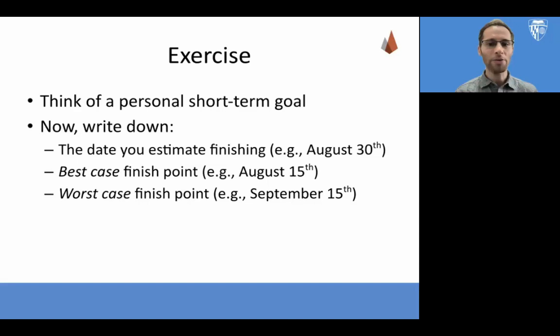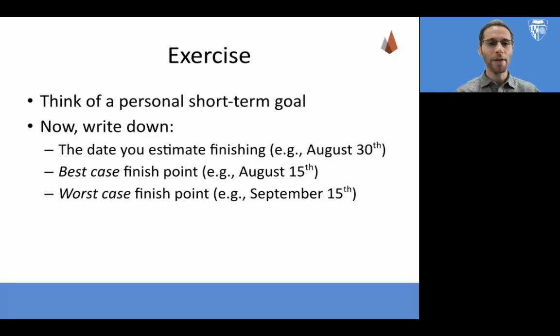So now I'd like you to write down 3 dates. The first is going to be the date that you estimate you will finish by. So maybe if it's a summer goal, you'll estimate finishing by the end of August, and you would write down August 30th. Now I want you to write down the best case finish point.